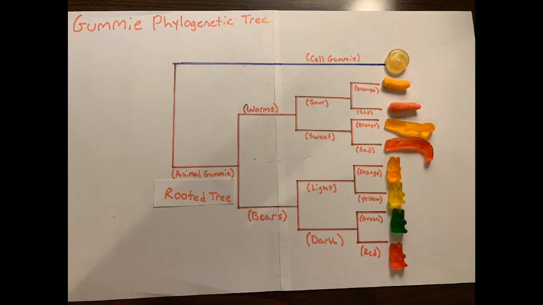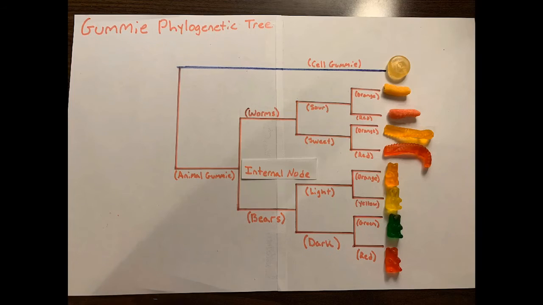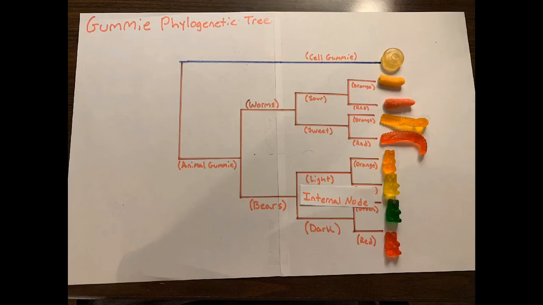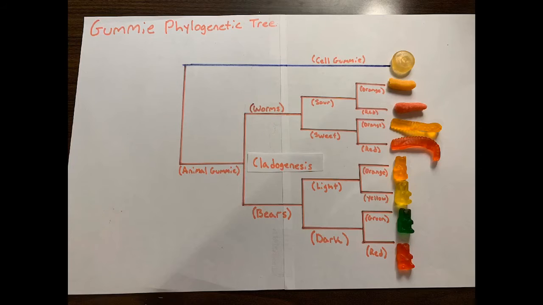It is connecting the outgroup, which is a cell gummy, to the most recent common ancestor, which is an animal gummy. The splitting off within this tree gives rise to several internal nodes. This splitting off is cladogenesis, which is the splitting of one lineage into two. As we can see, the animal gummy, which is the most recent common ancestor to all the OTUs, is split off into worms and bears.